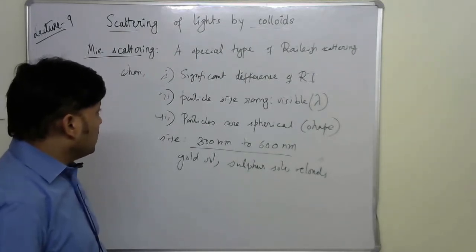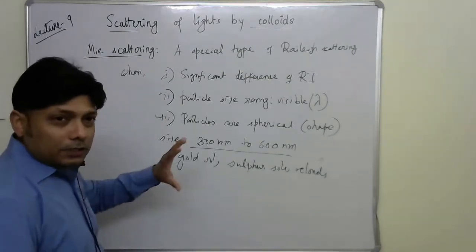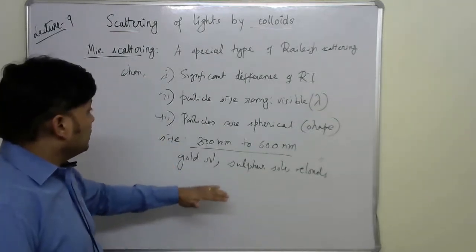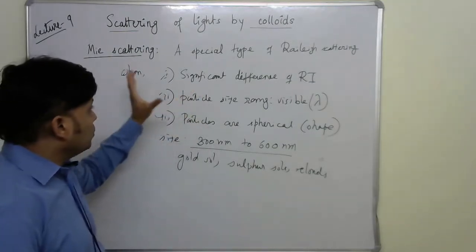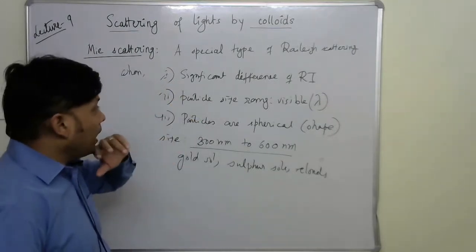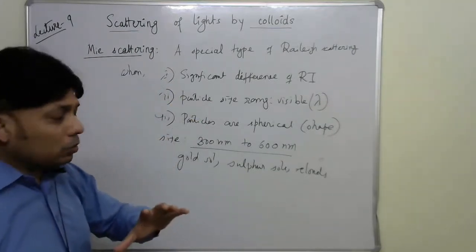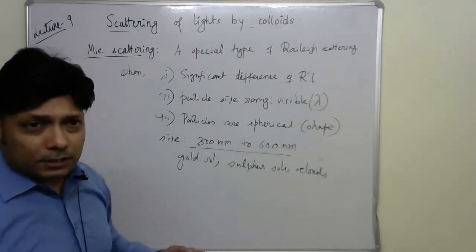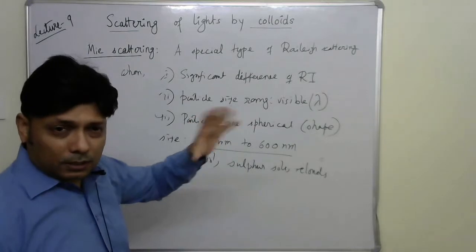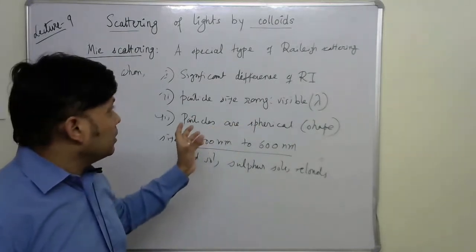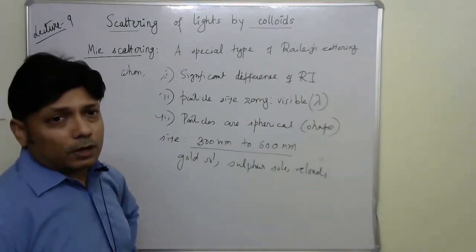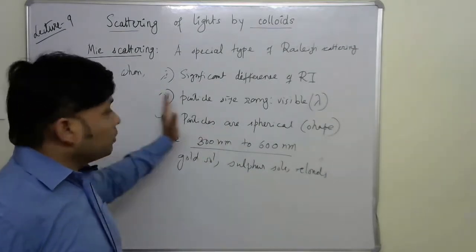Now the question is, what is the difference between Rayleigh scattering and Mie scattering? Next I will try to illustrate both types of scattering, Rayleigh and Mie, and tell you the basic differences between them. Although Mie scattering is a type of Rayleigh scattering, there are some differences. The major similarity between the two is that both are elastic scattering. So let me try to explain the difference.